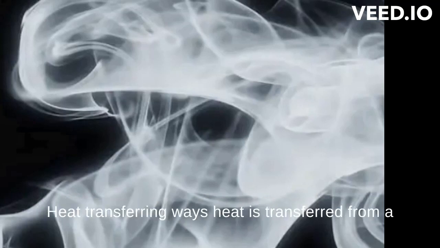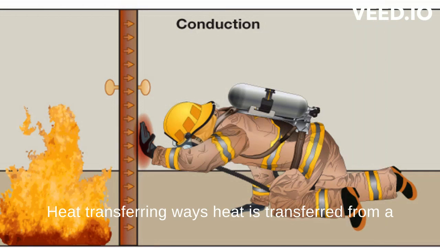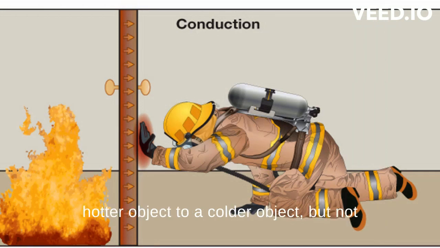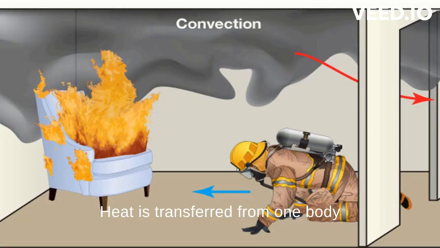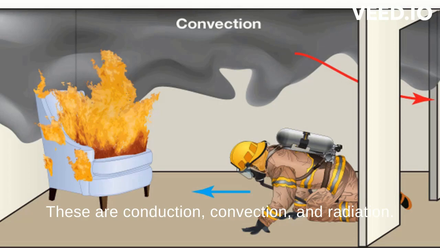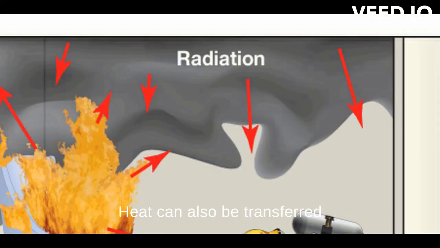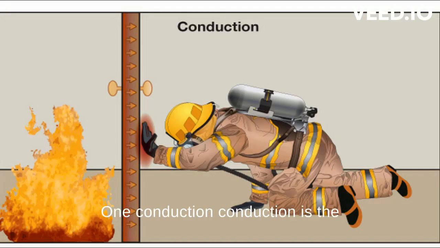Heat transferring ways. Heat is transferred from a hotter object to a colder object, but not between objects of the same temperature. Heat is transferred from one body to another in three ways. These are conduction, convection, and radiation. Heat can also be transferred between people and objects. 1. Conduction. Conduction is the transfer of heat between solids. It occurs when a substance is heated through direct contact with a heat source.